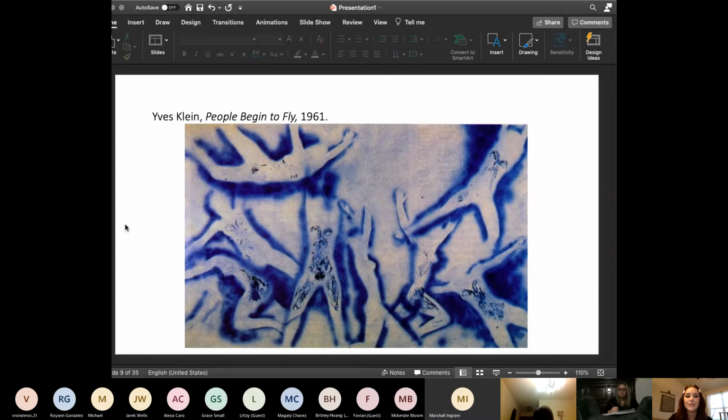People Begin to Fly. So not only is this one unified because it all uses the color blue, but what else makes this particular piece cohesive? Has to do with the subject matter. The flying people. Yeah, all of the people that are all flying. Yeah, exactly. So how he would do this piece is he would actually put on performance shows, and people would go to pay to see this done.